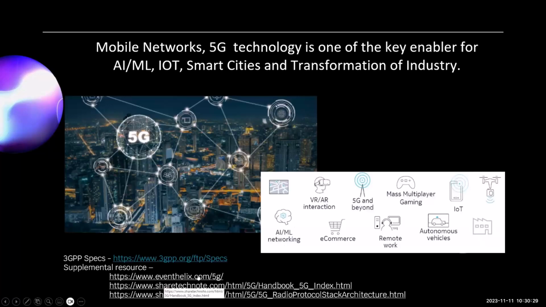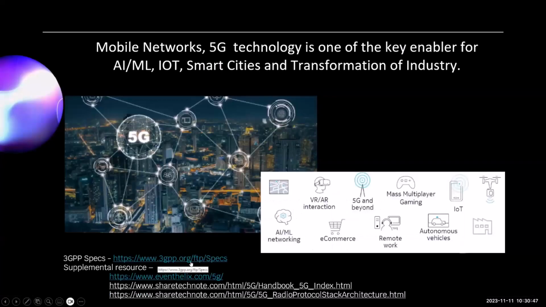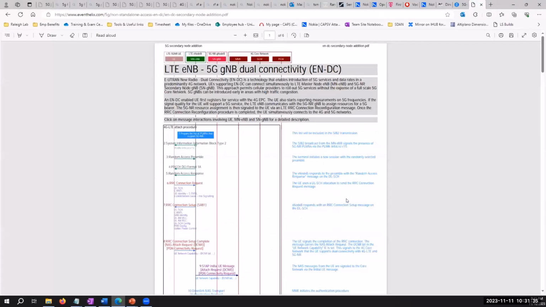Okay, but of course, if we would like to understand how it works, if you reference the specifications, you would understand something without features. So usually it is important to have diagrams first to understand how these connections happen. For example, I cannot show you the actual R&D documents, of course. So we have this EventHelix, which is a reference wherein you can see the call flows, how communication between the UE, the eNodeB, and the gNodeB happens.